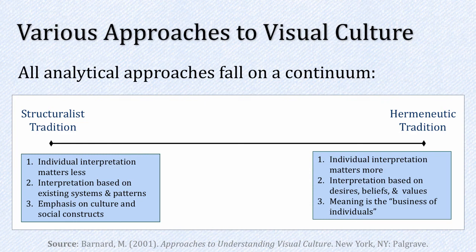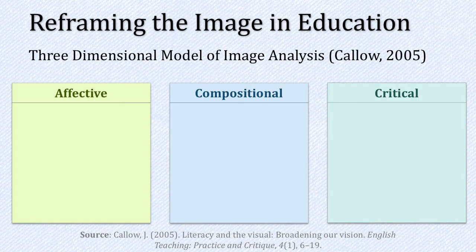The point is that both ways of analyzing visual content are important. Learners should be able to value their own individual preferences and reactions, as well as apply social and cultural interpretations to a given visual representation. An individual who is visually literate should be able to draw on both traditions while recognizing their relative strengths and weaknesses. At this point, Callow introduces us to his three-dimensional model of image analysis.